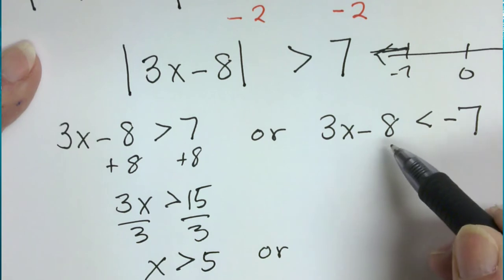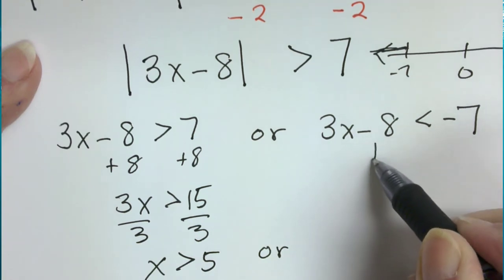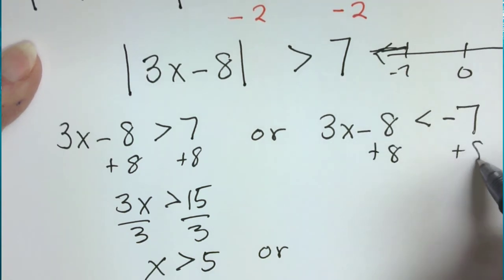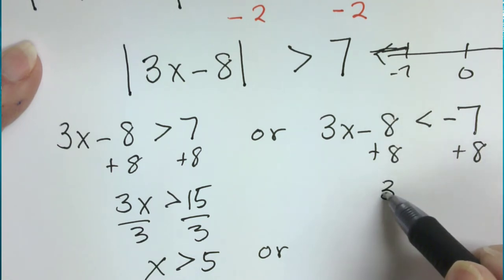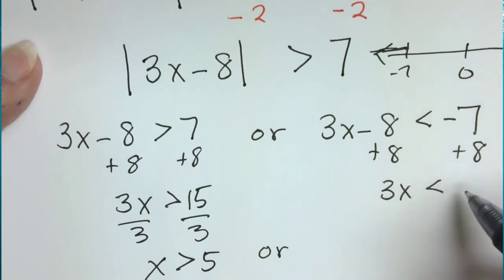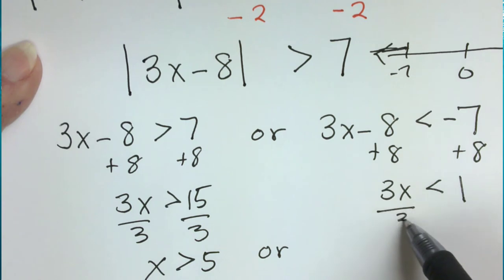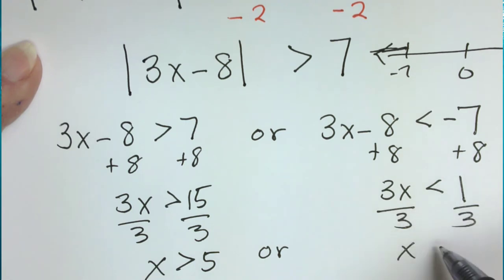Or here on the other one, add your 8. So we have 3x is less than 1. Divide by 3. So x is less than 1/3.